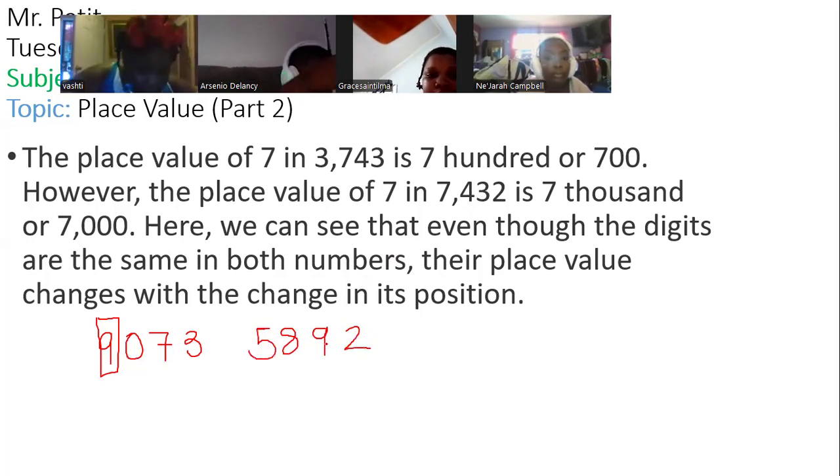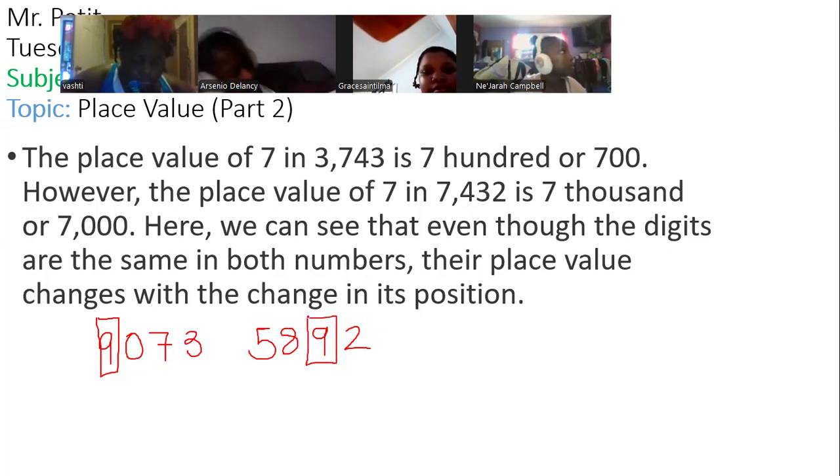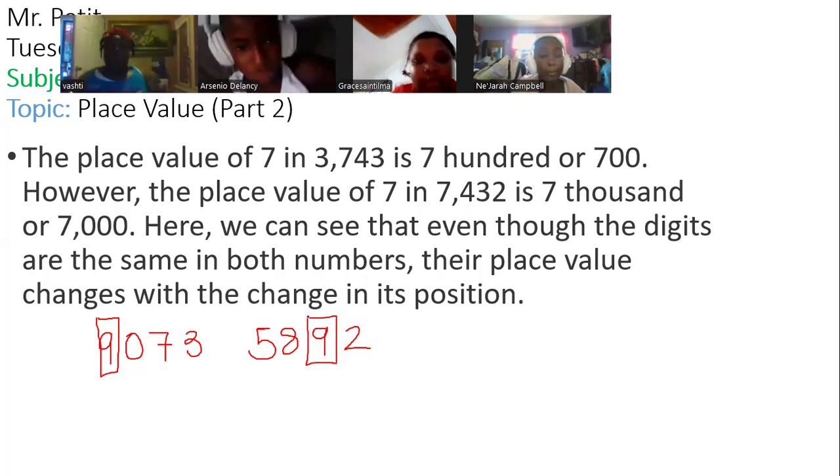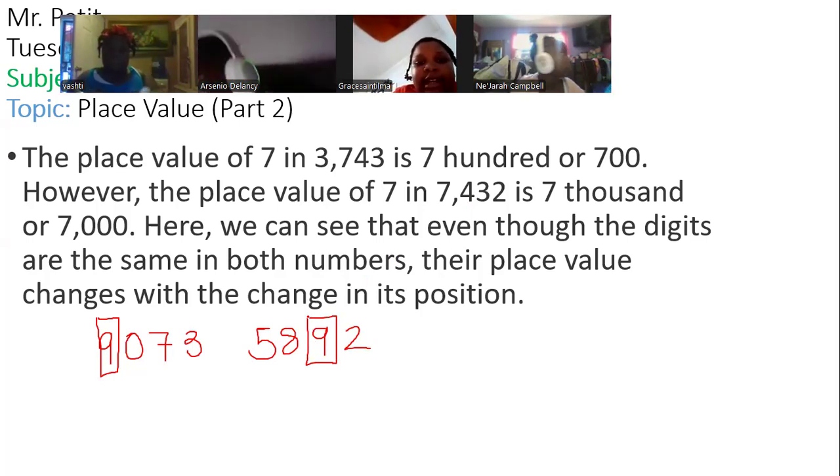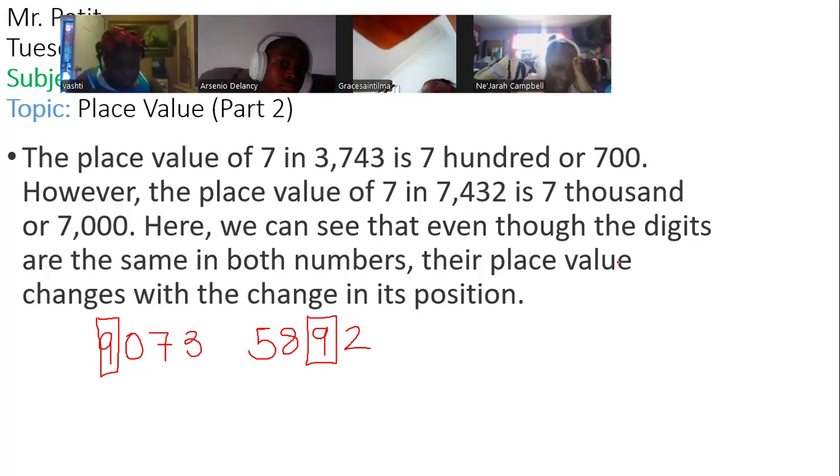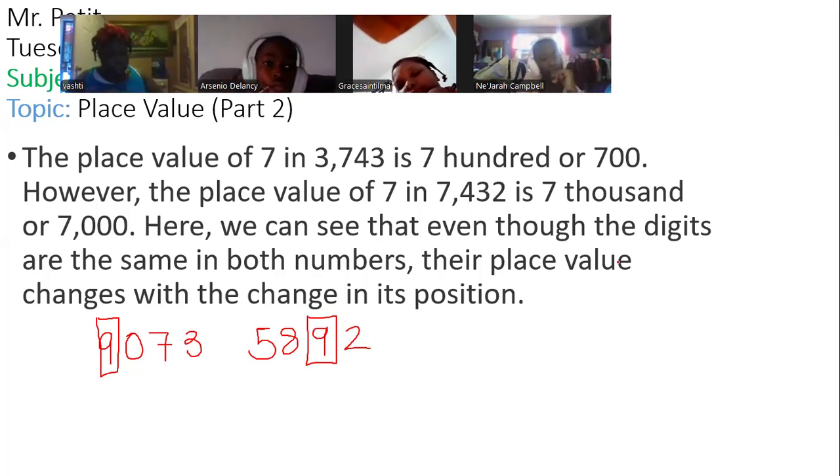What is the place value of 9 in this number? 90, or 9 what? Tens. Very good. 90, or 9 tens. Very good. Okay. And Campbell, what's the question for you?